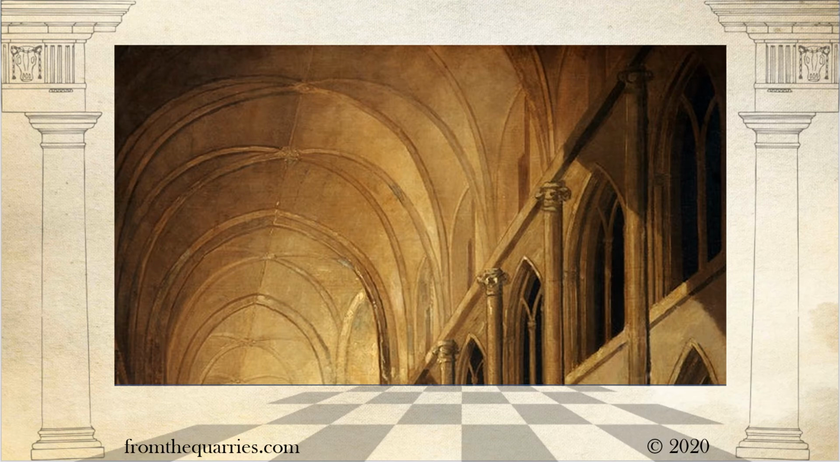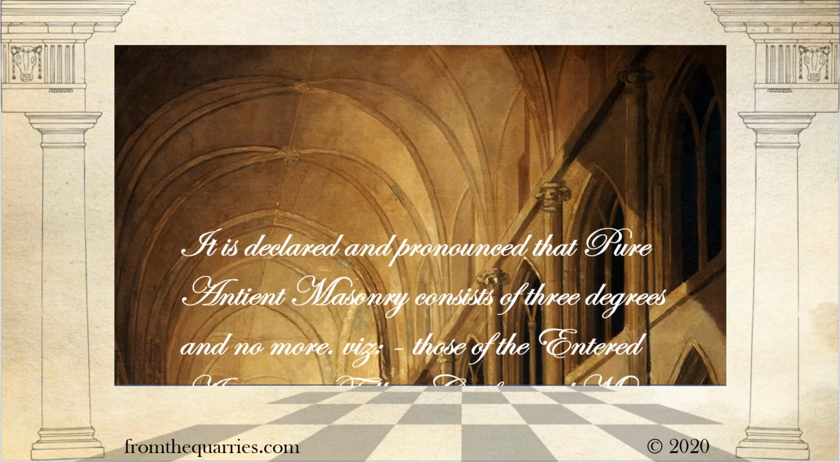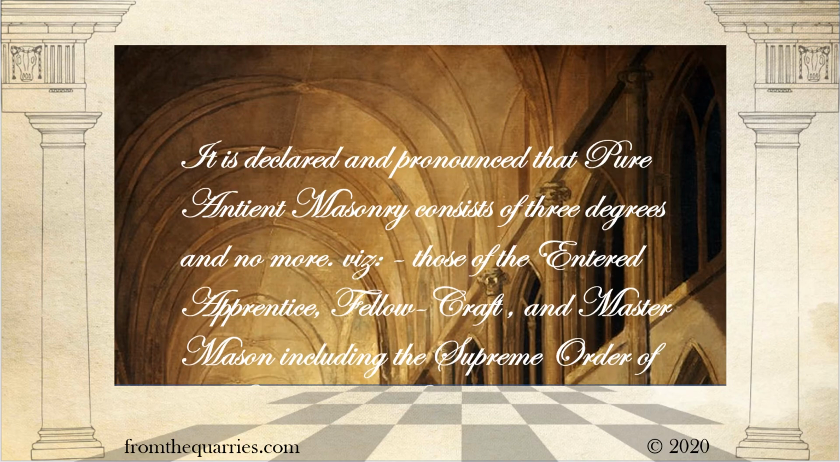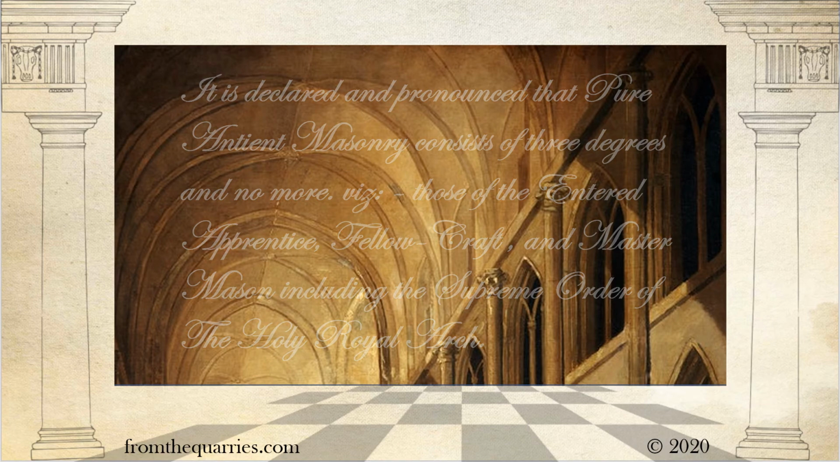Clause 2 reads, "It is declared and pronounced that future ancient Masonry consists of 3 degrees and no more, viz., those of the Entered Apprentice, Fellow Craft, and Master Mason, including the Supreme Order of the Holy Royal Arch. But this article is not intended to prevent any lodge or chapter from holding a meeting in any of the degrees of the Order of Chivalry according to the constitutions of the said order."